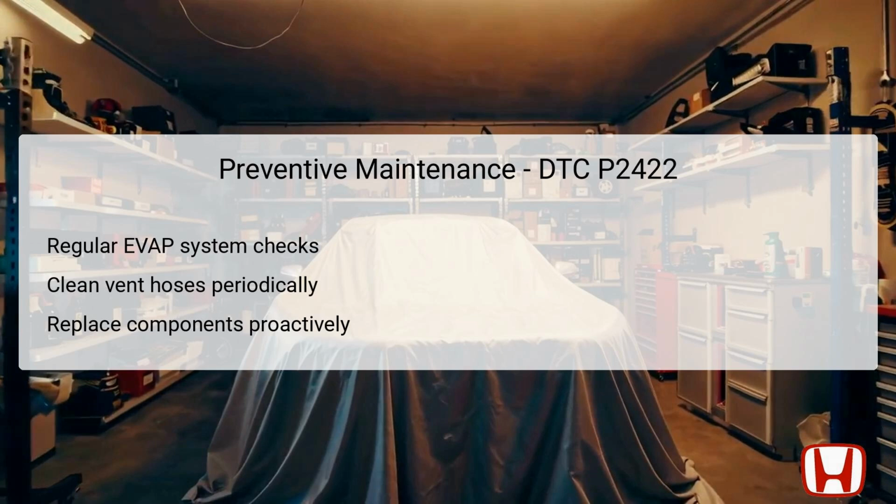Regular checks of the entire EVAP system will ensure early detection of emerging issues. This includes evaluating the integrity of vent hoses, as well as the condition of the EVAP canister and associated sensors. Cleaning these vent hoses periodically can help prevent blockages that contribute to system failures. Additionally, proactively replacing aging components will enhance overall system reliability, maintaining a consistently efficient evaporative control system and minimizing repair instances in the long run.